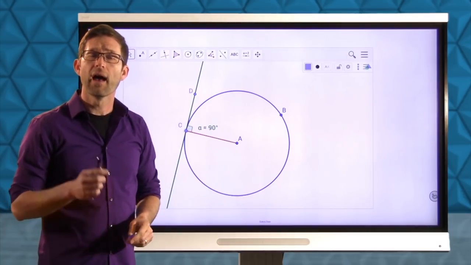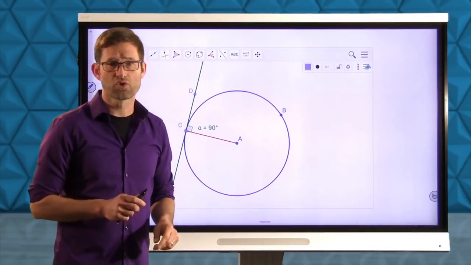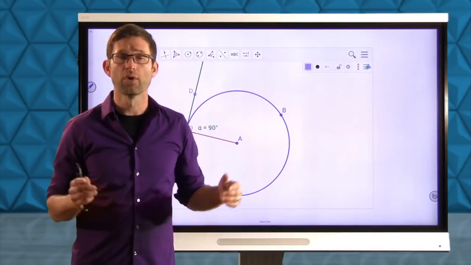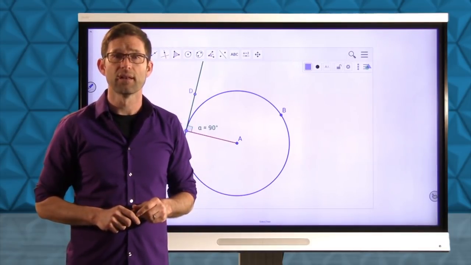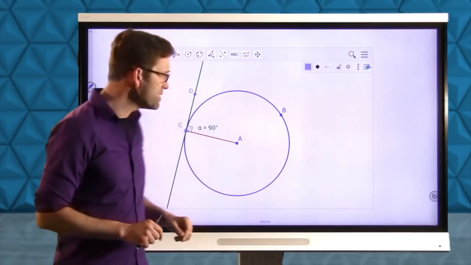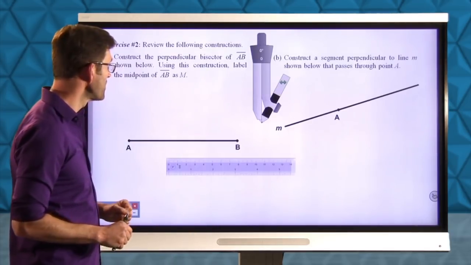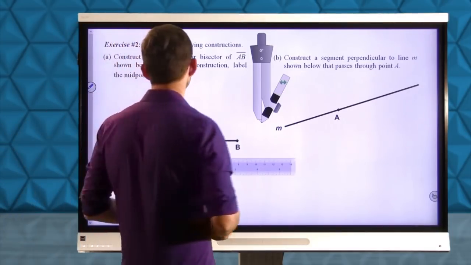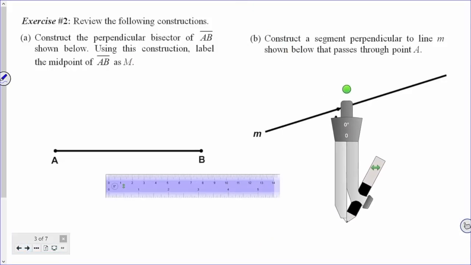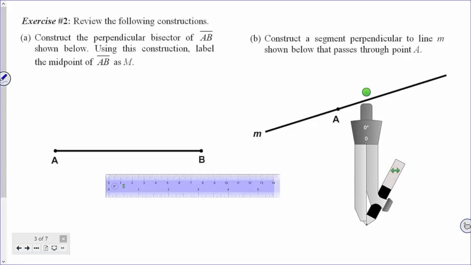That, along with some construction work that we've seen before, is going to allow us to do two different constructions of tangent lines in today's lesson. So let's review some basic constructions before we get into the ones with the tangent lines. All right, exercise number 2. Let me read it through for you. Review the following constructions. Letter A. Construct the perpendicular bisector of AB shown below. Using this construction, label the midpoint of AB as M.